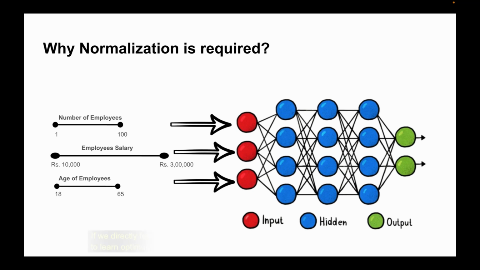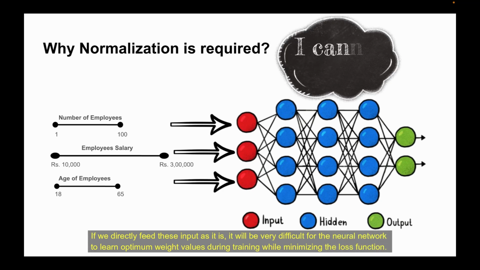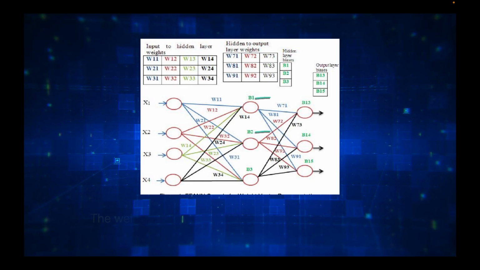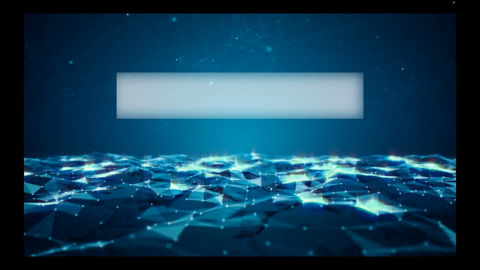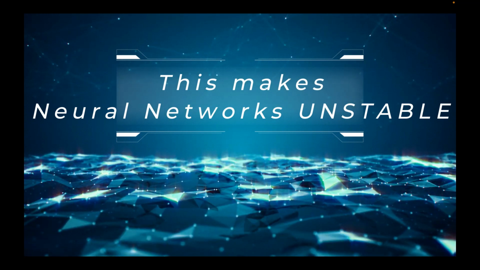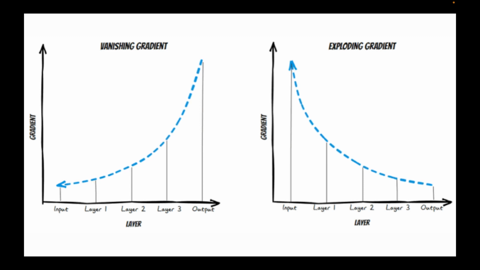Now, if we directly feed this input as it is to this neural network, it will be very difficult for the neural network to learn optimum weight values during training while minimizing the loss function. And hence the weights will be drastically different from each other. This will make the neural network unstable and it will eventually cause vanishing gradients or exploding gradients problem.